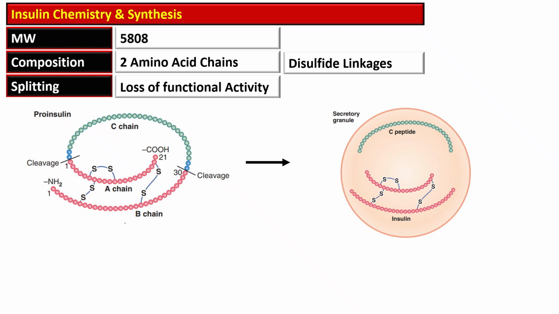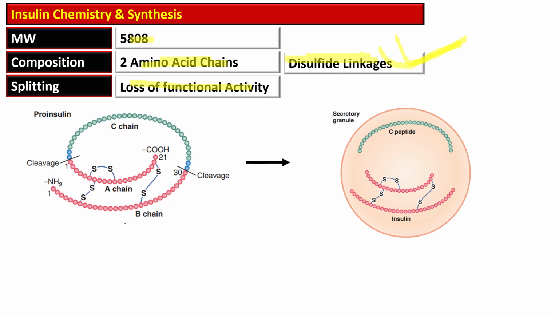Insulin is a small protein hormone that has a molecular weight of about 5808 daltons, and it is composed of two amino acid chains, which are joined together by disulfide linkages. The functional activity of insulin is lost if these two chains are split apart. So the disulfide linkage is essential and crucial for insulin's three-dimensional shape and biological activity.